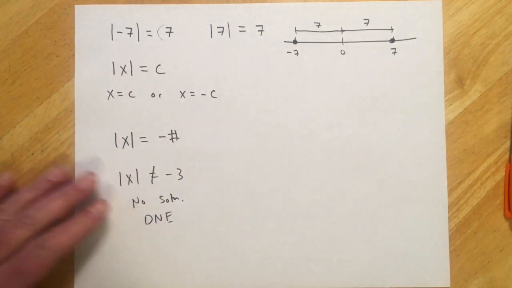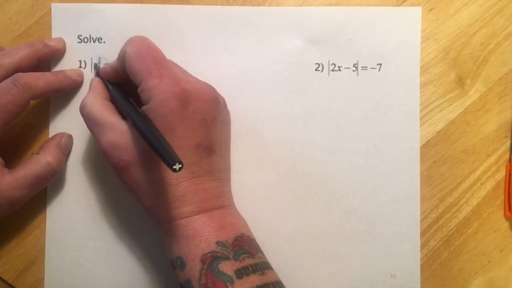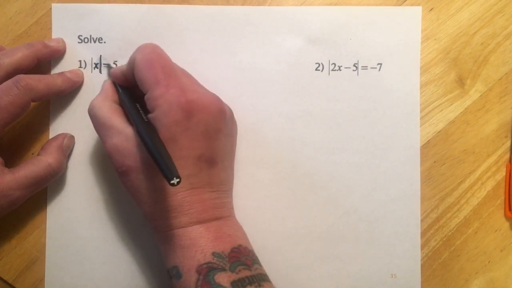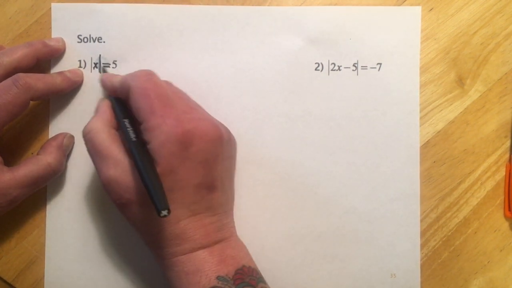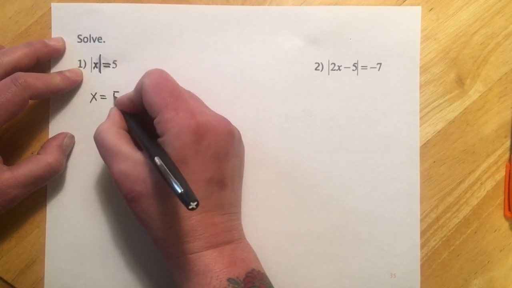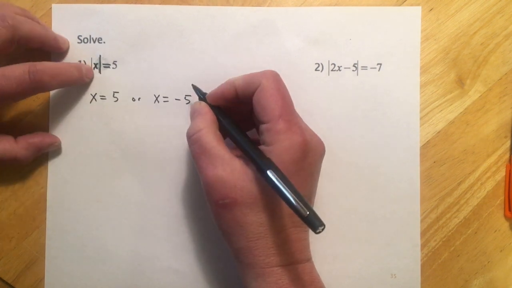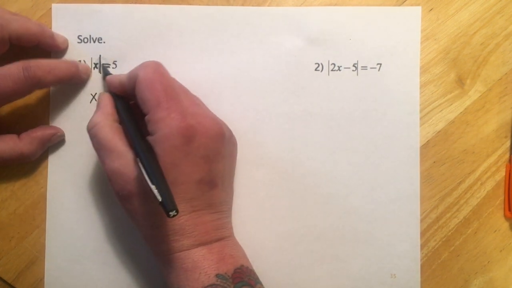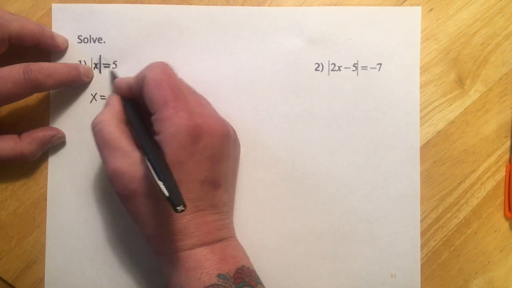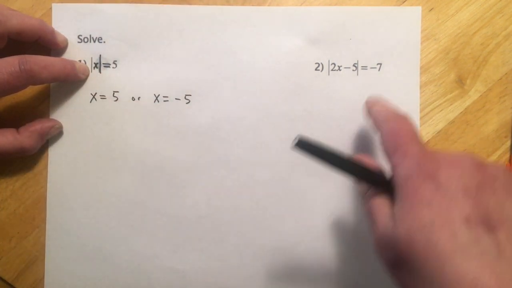Okay, so let me get to the regular problems. So this first one, we have the absolute value of x equals 5, and so absolute value equals a number. Everything's good. So all we have to do is say x equals 5 or x equals -5, because the stuff inside equals the number, or the stuff inside has to equal the opposite of the number, because those are the two things that if I put them in would make it true.